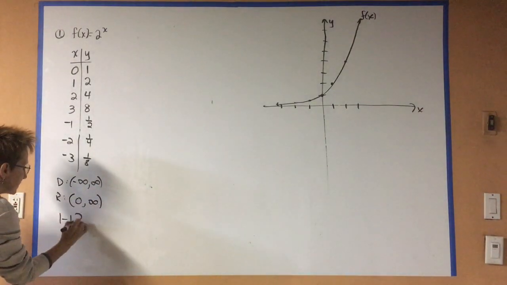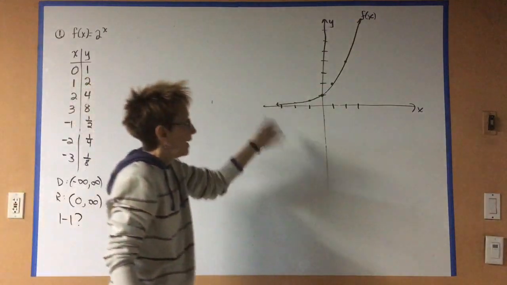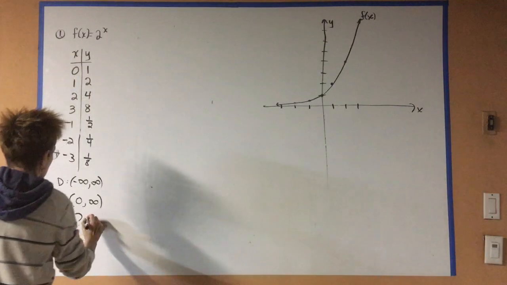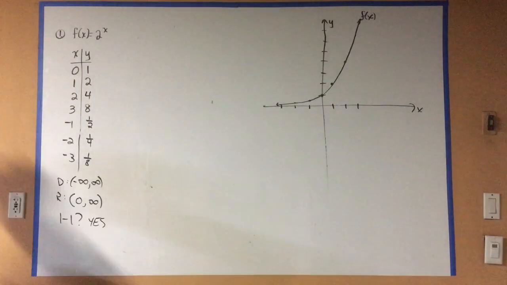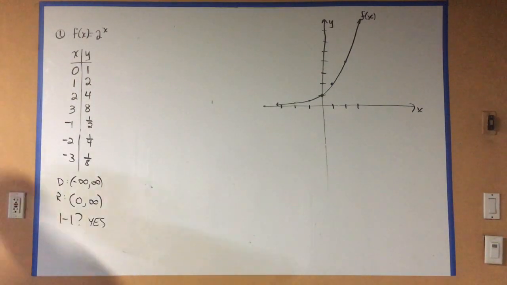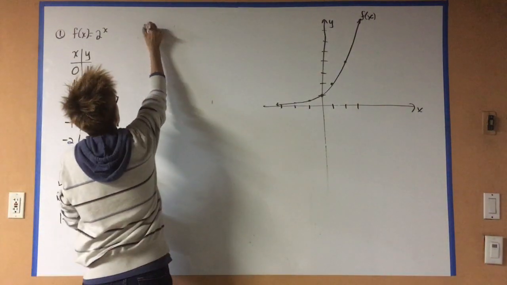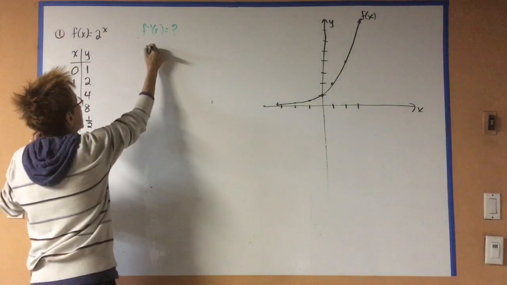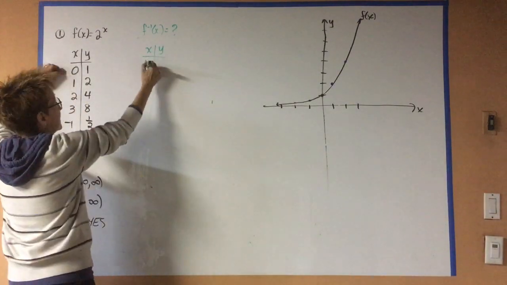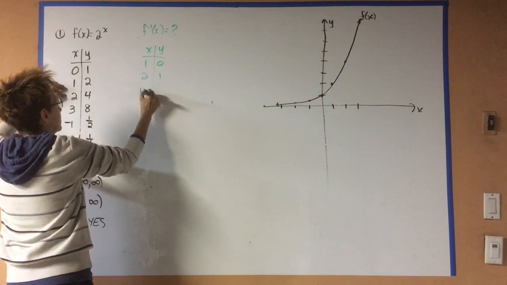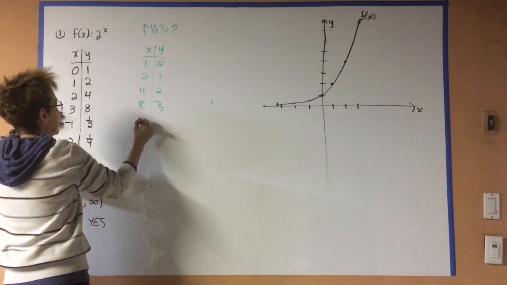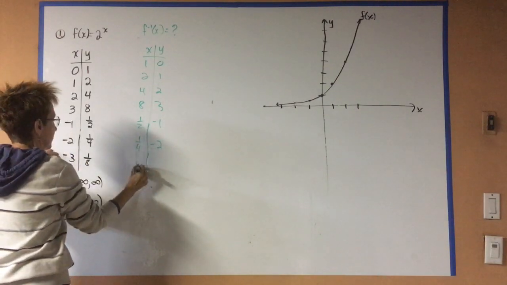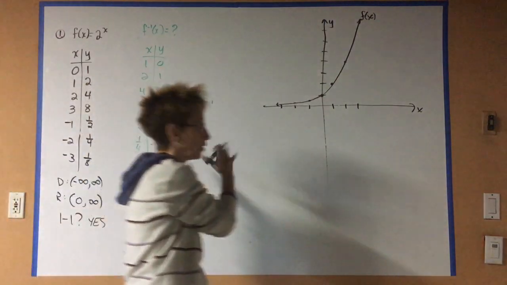Is it 1 to 1? Because if it is, then it has an inverse. Passes vertical line test, passes horizontal line test, so yes, it is 1 to 1, which means it has an inverse. So its inverse function, I don't know its equation, but I know its t-table. Its t-table is going to be 1, 0, 2, 1, 4, 2, 8, 3, 1/2, negative 1, 1/4, negative 2, 1/8, negative 3. I just reverse these guys.